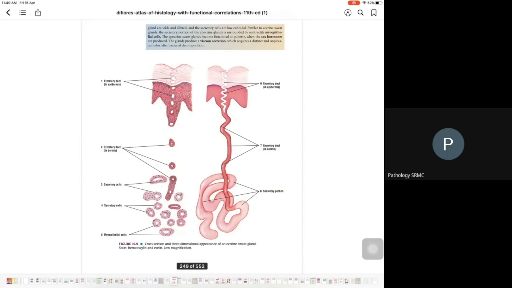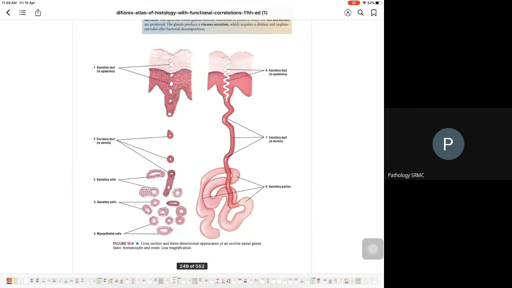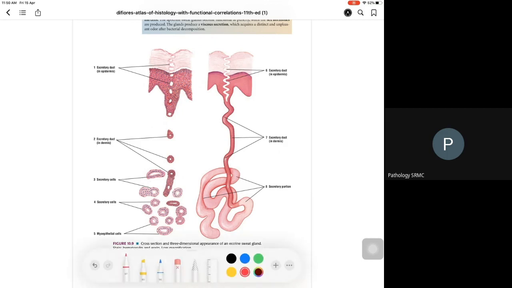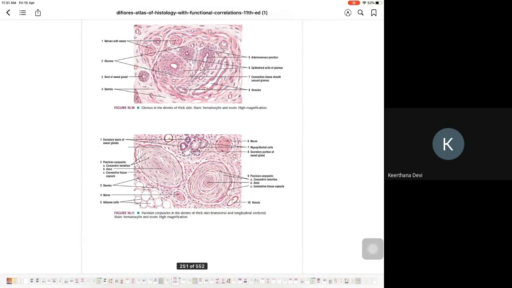Cross-section and three-dimensional appearance of an eccrine sweat gland. Stain H&E, low magnification. On the left, excretory duct in epidermis, excretory duct in dermis, secretory cells, and then myoepithelial cells, excretory duct in epidermis, excretory duct in dermis, and secretory portion. See, if you are lucky, you will get this whole thing, because it's very difficult to get them all in one plane when you are cutting.